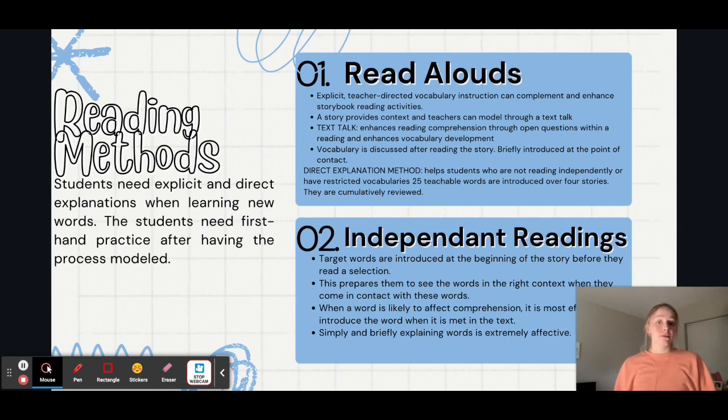So you want to go over those words with your students before you let them read independently. This prepares them so that when they come across these words, they're going to see them in the right context. And when a word is likely to affect comprehension, it is most effective to introduce the word when it is met in the text. So you're going to go over these words at the beginning of the story, but you're also going to have these students meet them in the text when they read it by themselves, because you already went over them. You're going to simply and briefly explain these words, and it is super, super effective whenever they are reading.